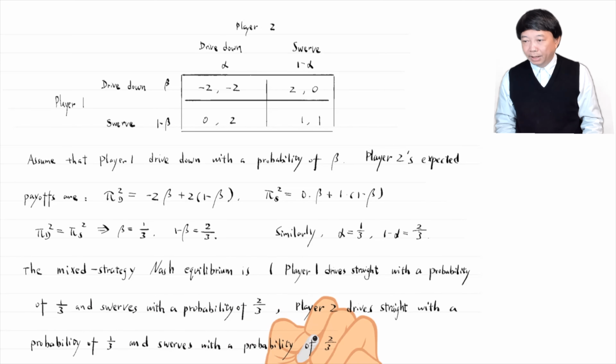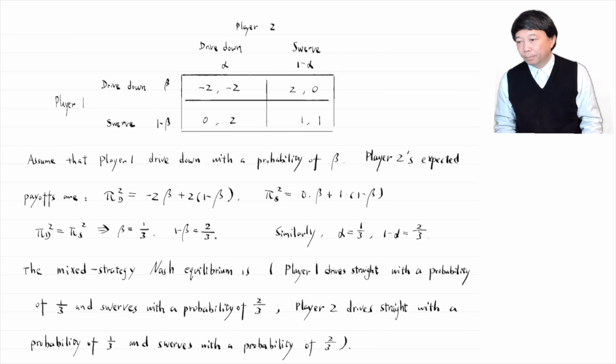The mixed strategy Nash equilibrium changes because some payoffs are different from the old ones. The damage from the head-on collision becomes less severe. That is why the probability of driving straight ahead becomes higher.